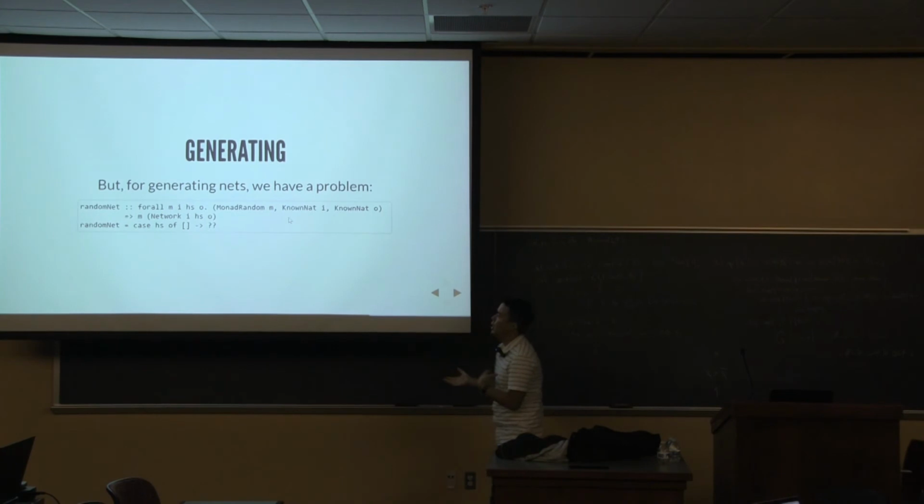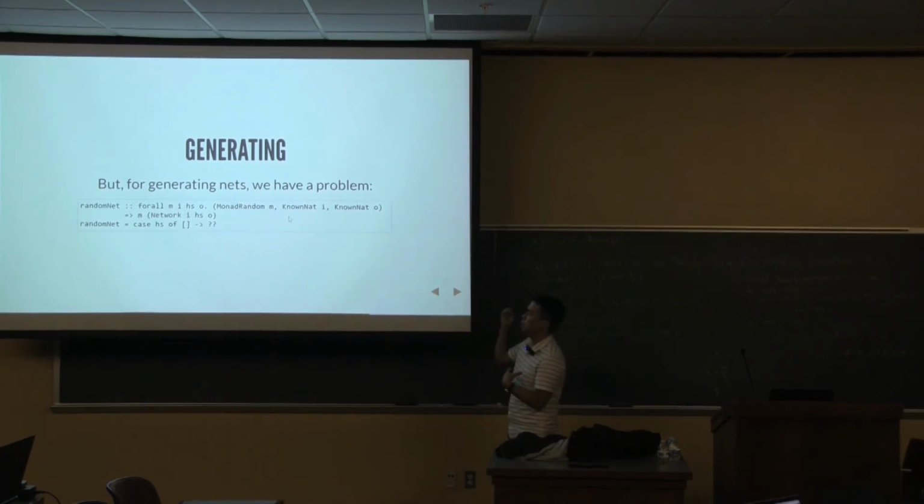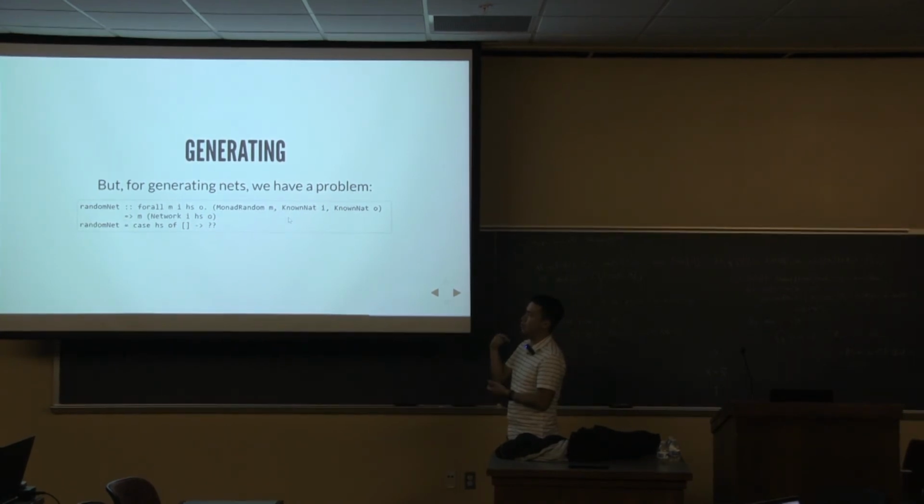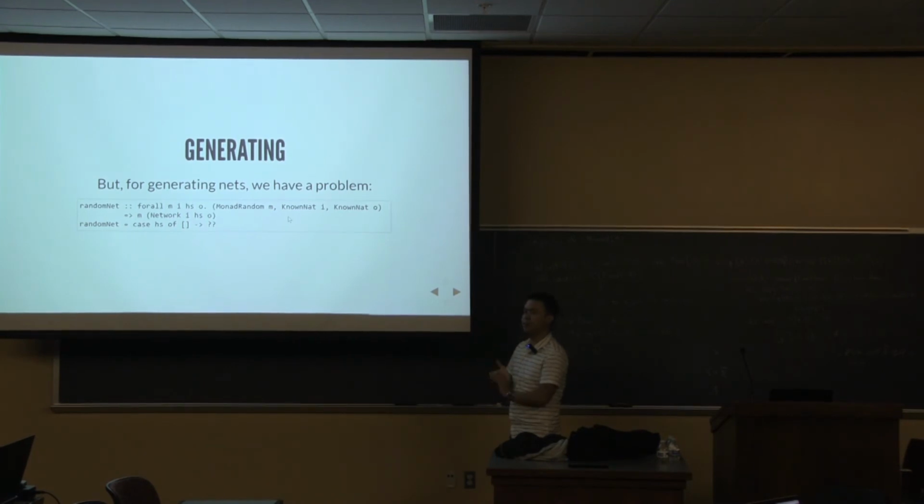If we want to create a network I, Hs, O, we need to know how big Hs is, but we don't know, we can't match on Hs. Types aren't pattern matchable at the value level. Does everyone see the issue? The question?